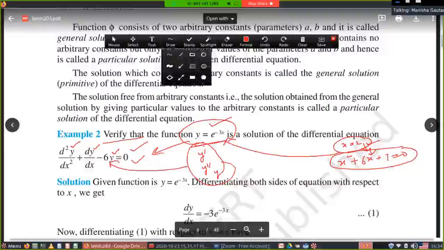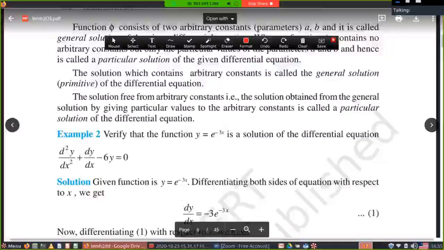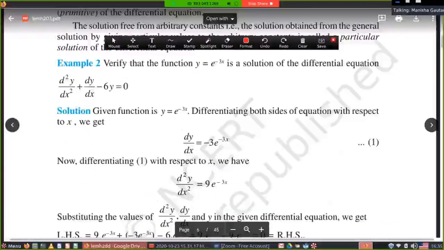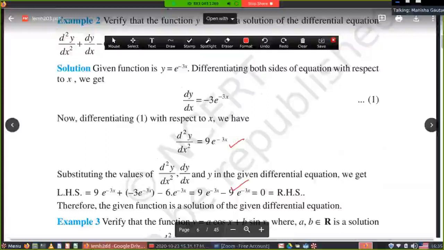Now let's see. y is equal to e to the power minus 3x. Now its derivative is this one. Second derivative is this one. Now substitute the values of these 2 and y in the given differential equation. What you are getting? All are cancelled, equal to 0, and left and right both sides are equal. 0 equal to 0 you got. So what? It is verified.